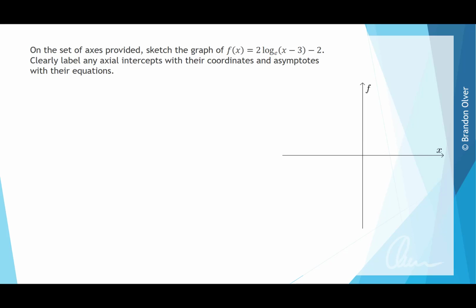On the set of axes provided, sketch the graph of f of x equals 2 log e of (x minus 3) minus 2. Clearly label any axial intercepts with their coordinates and asymptotes with their equations.